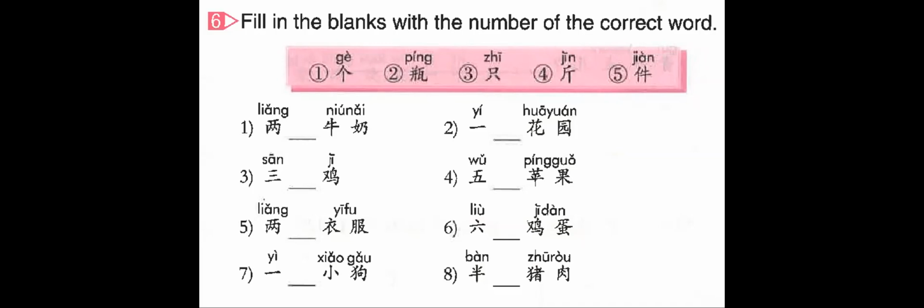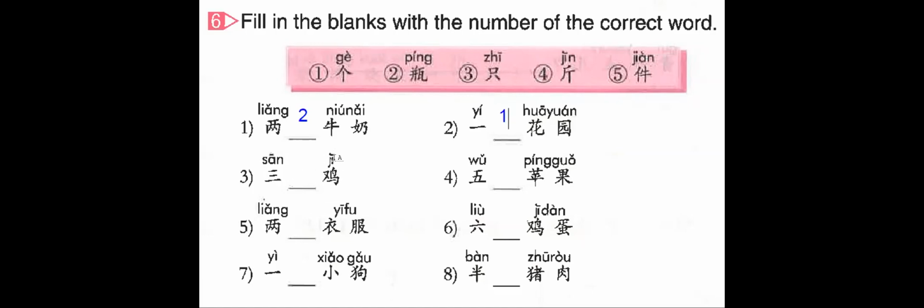For example, the first one, we have here 2 牛奶, and we use bottles of milk, okay? 牛奶, remember, milk. So number 2, 瓶, okay? We have to use this one, 瓶, which means bottle, okay? Number 2, 一花园, this garden, flowers. We don't have a specific one for this, so we use the first one, okay? 个.